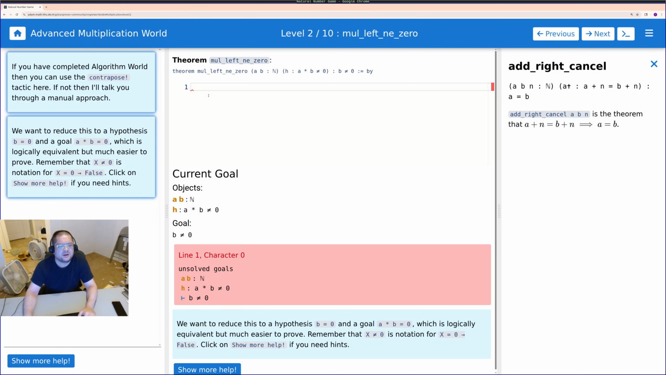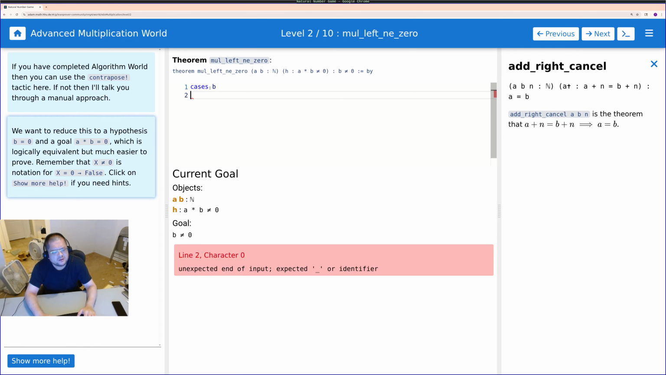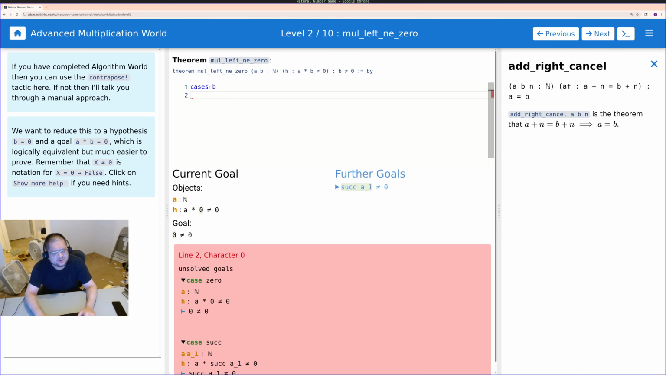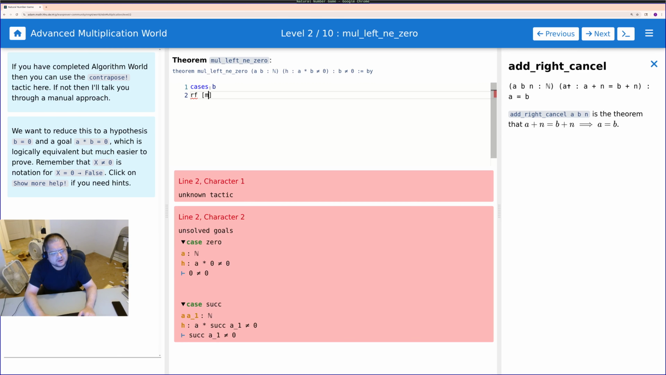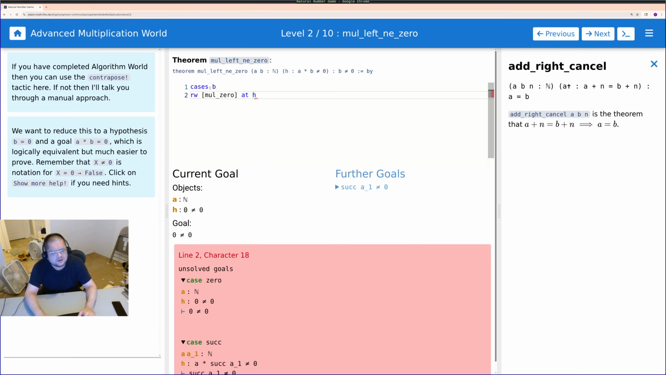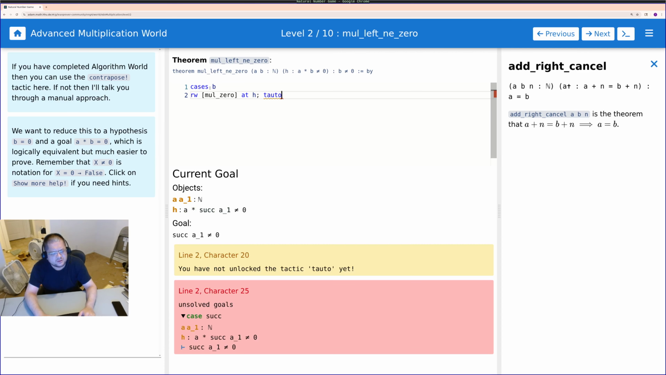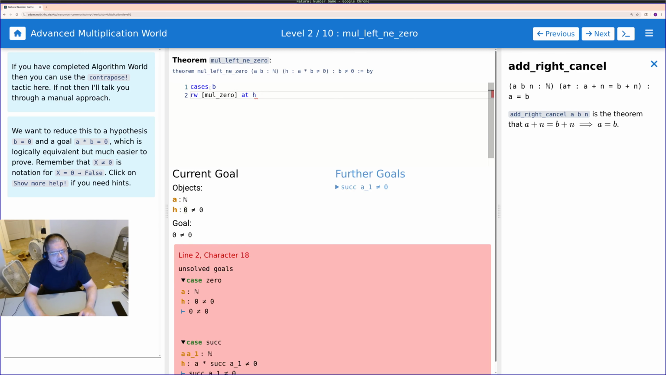I think it's probably best to just break down into cases of B equals 0 and B not equal to 0. So if B equals 0, we can rewrite mul 0 at H. And then this is tautologically true. Okay, we can't apply that yet. Oh, exact H.